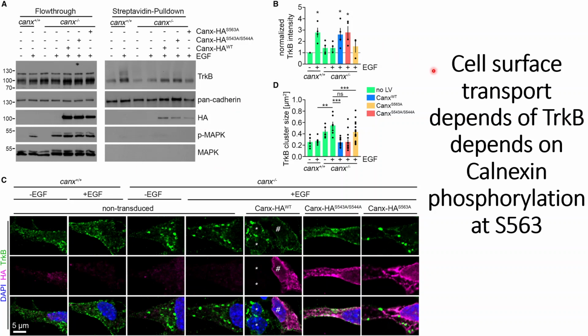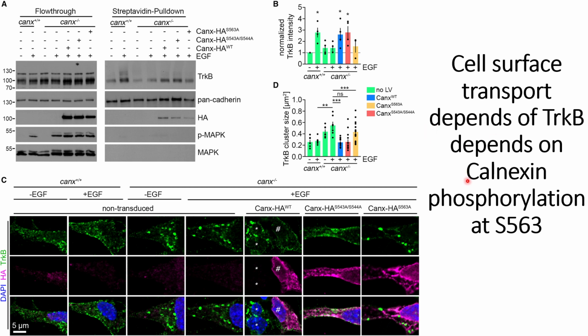We will continue our discussion about this TrkB transport to the cell surface with the help of Calnexin. In the previous video we understood that Calnexin helps in the transport of TrkB from the endoplasmic reticulum to the cell surface. In this video we will discuss what makes Calnexin transport TrkB from the endoplasmic reticulum to the cell surface.